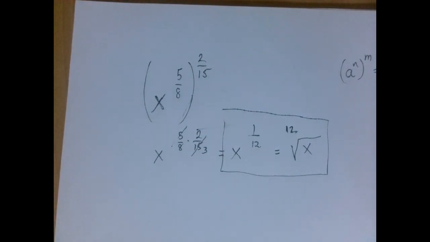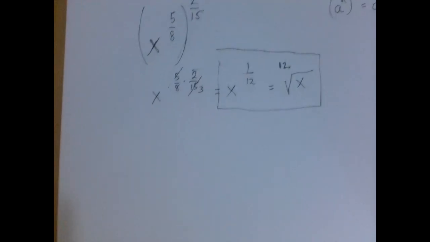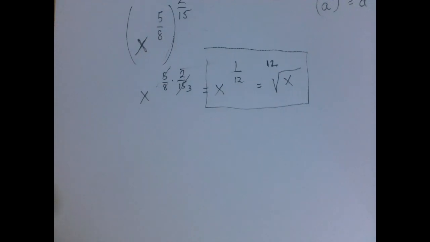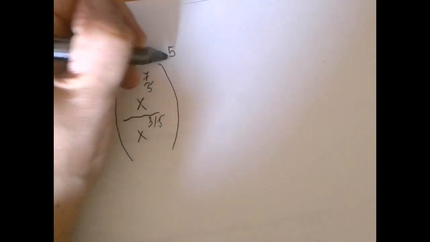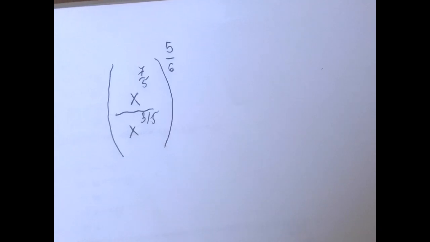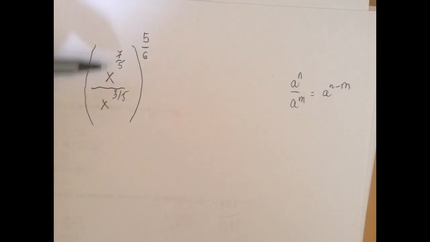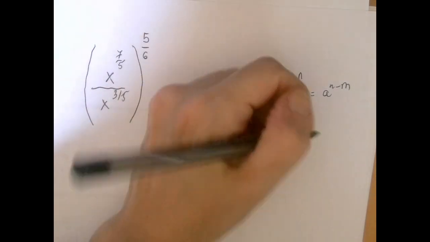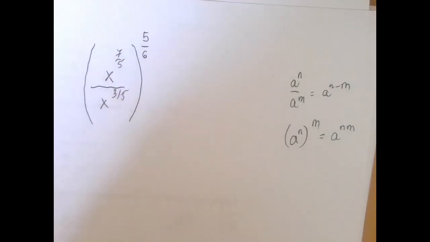Alright, so let's see. The last one is basically the same sort of thing, it's just a lot of them. X to the 7 over 5 divided by x to the 3 over 5, and the entire expression is further exponentiated to the power of 5 over 6. So there are going to be two steps here. First, we're going to use this rule to simplify the expression inside the parentheses, and when we're done, we're going to use this rule to simplify the repeated exponentiation.